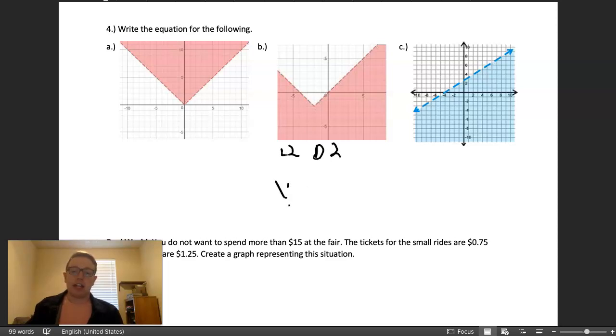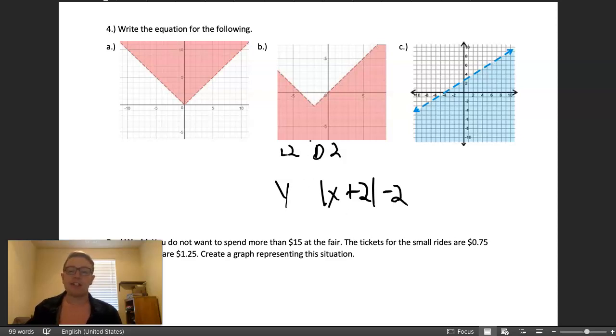So we're going to get y. Normally this would be equal to, but we have a dashed line here, so we don't even get an equal to. What is the equation going to be? So it's the absolute value of x. How do we move this left 2? We're going to add 2 inside of the absolute value. How do we move it down? We're going to subtract 2 outside.